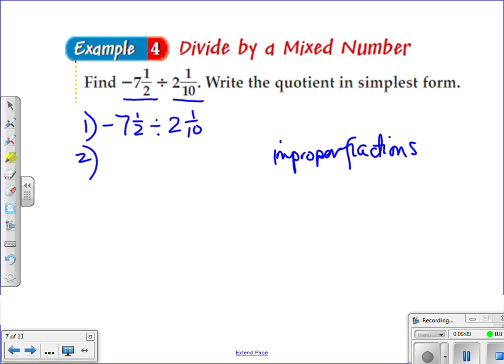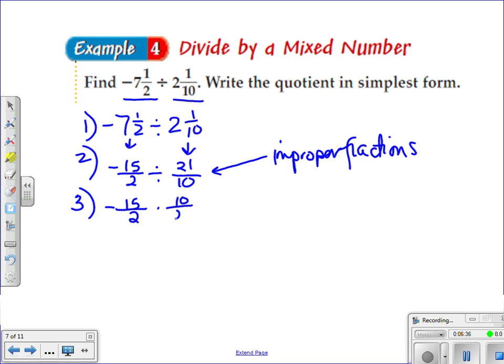So -7 1/2 becomes 7 times 2 is 14 plus 1 is -15/2. 2 1/10 becomes 2 times 10 is 20 plus 1 is 21/10. That's step number 2. Step number 3, multiply by the reciprocal, 10/21.